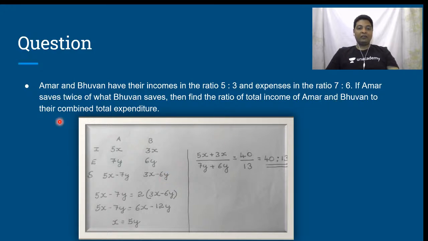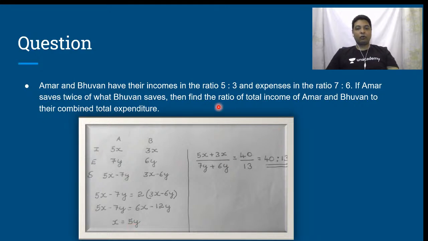He says Amar saves twice of what Bhuvan saves. That is, 5x minus 7y is 2 times of 3x minus 6y. If I simplify, I get 5x minus 7y is 2 times 3, 6x, minus 2 times 6, 12y. 6x minus 5x, which is x, will be equal to 12y minus 7y, which is 5y. x is equal to 5y.